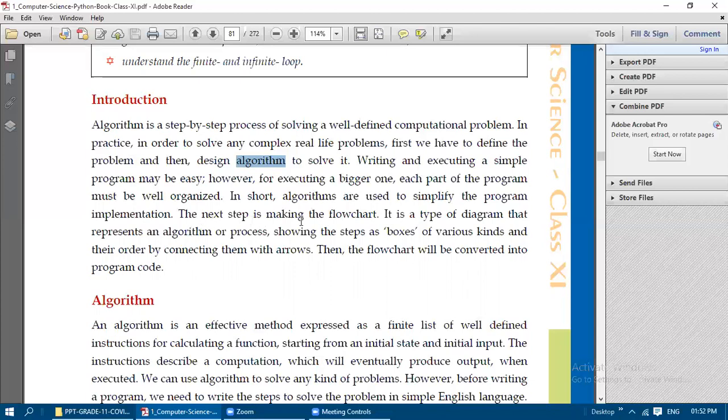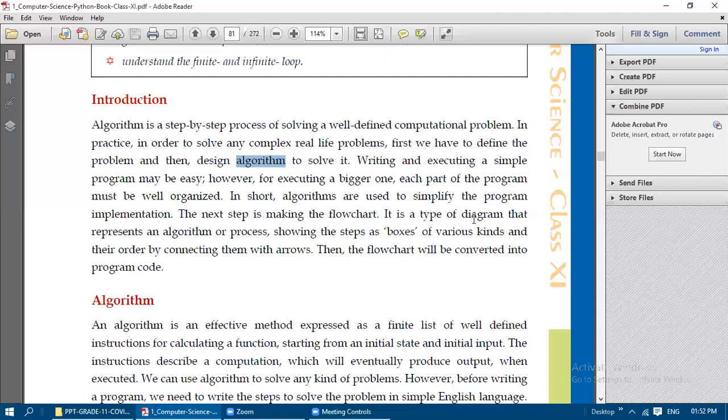The next step is making a flowchart. After you write an algorithm for a given problem, the next step is drawing a flowchart. Flowchart is a type of diagram that represents an algorithm or a process, showing the steps as boxes of various kinds. The same process or algorithm is represented in front of you as boxes of various kinds, and their order you will see by connecting them with arrows.